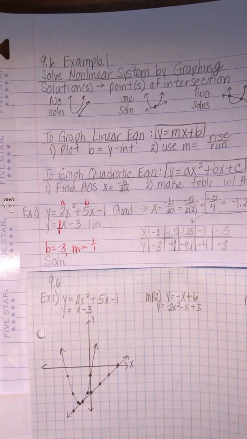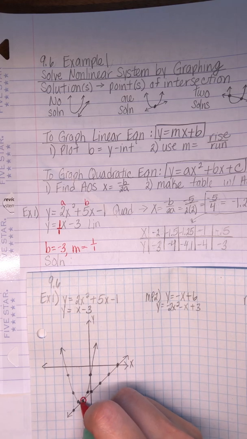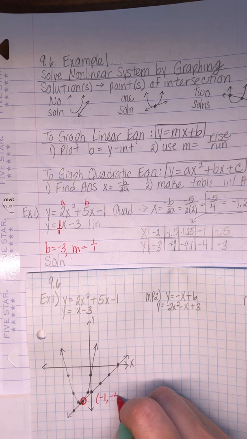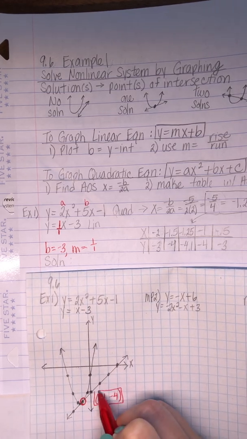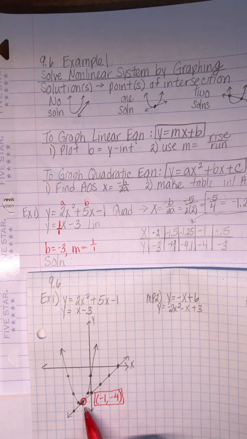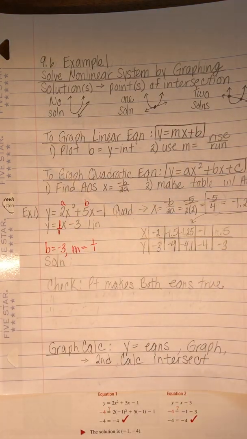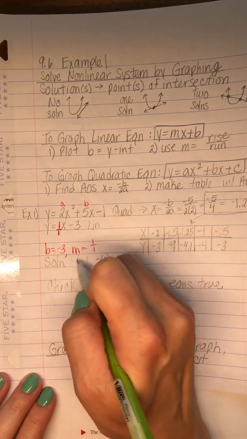And we can definitely see that the point of intersection is this point right here, and that point is negative 1, negative 4. That's our solution to this system because that's where the two graphs are going to intersect. So let's go over onto our paper. I'm going to write down our solution here is the point negative 1, negative 4.